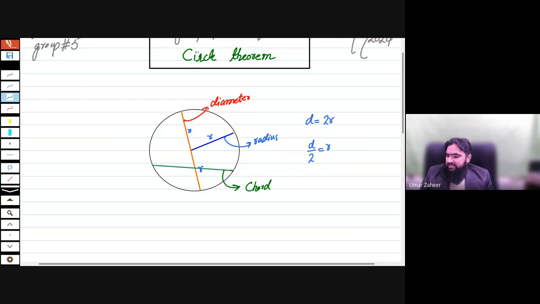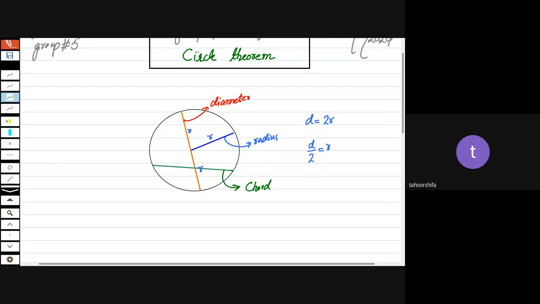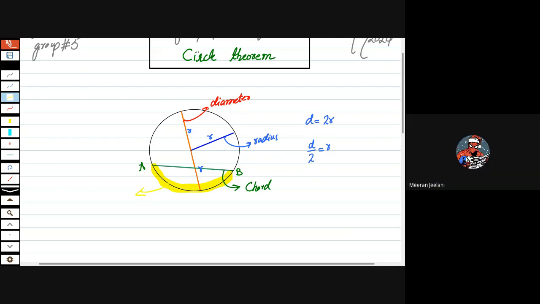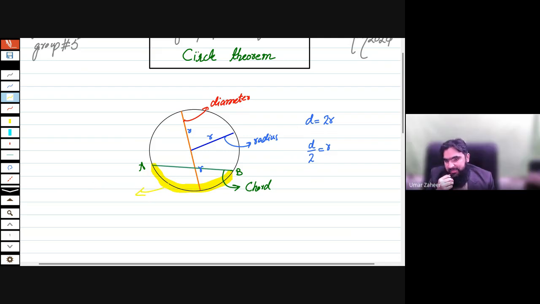Yes, everyone. Any question up to here? No, sir. Okay, if you have a chord, let's say I have A and B points. So what is this highlighted part? Yes, Miran. A segment? Now the highlighted part only, it's just a line.